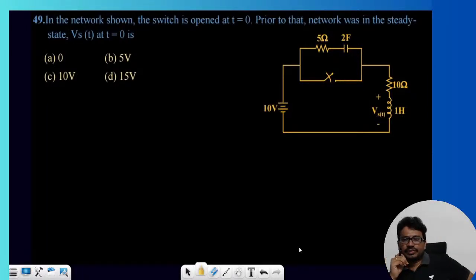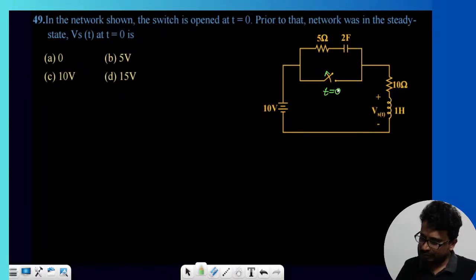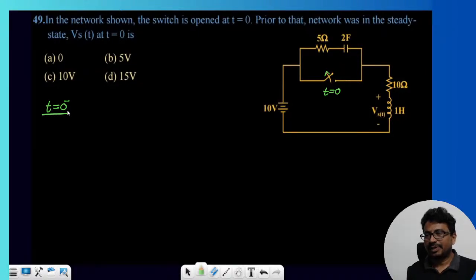In the network shown, the switch is open at t is equal to 0. Prior to that, the network was in steady state. Vs of t at t is equal to 0 is? So here the switch is closed, and at t is equal to 0, the switch is open. Now you tell me, at t equal to 0 minus, see what happens here. At t equal to 0 minus, is the switch closed or open?